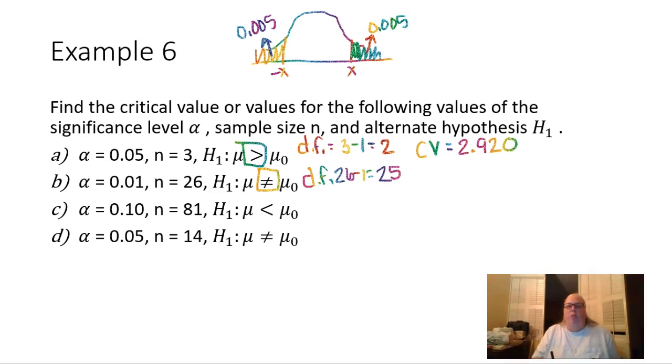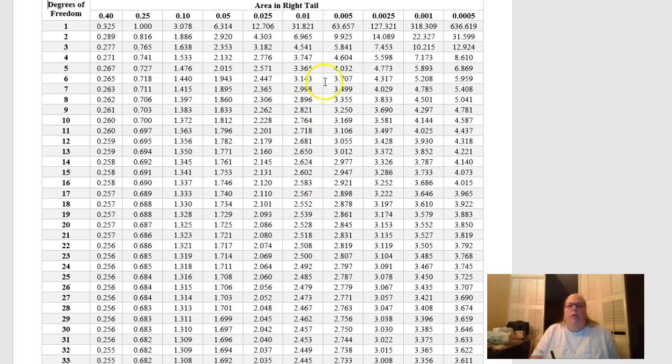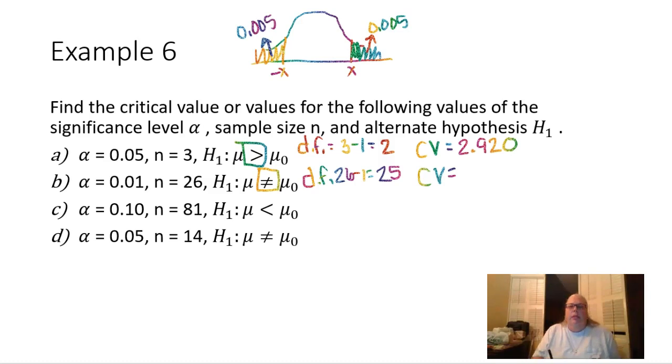Line 25 under 0.005, our critical value. 0.005, line 25, here it is, 2.787. That's this one right here. The other one's going to be negative 2.787, right, through the miracle of symmetry. That'll be this one right here. So this one actually had two critical values. We had a positive and a negative critical value. And that was all because of the two-tailed test.